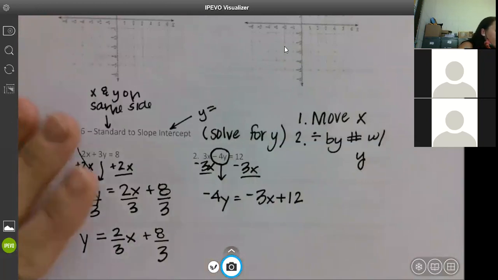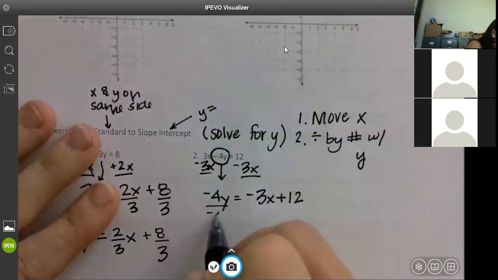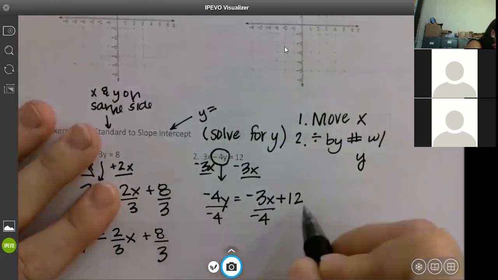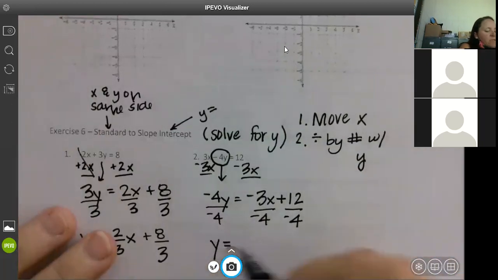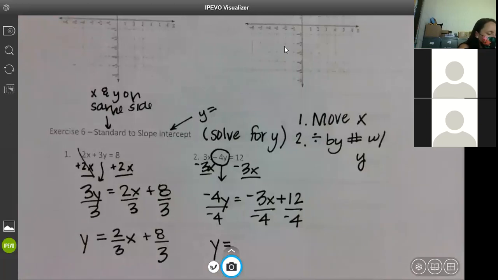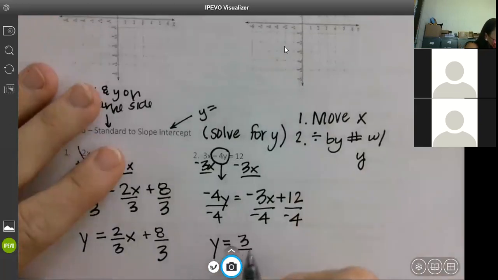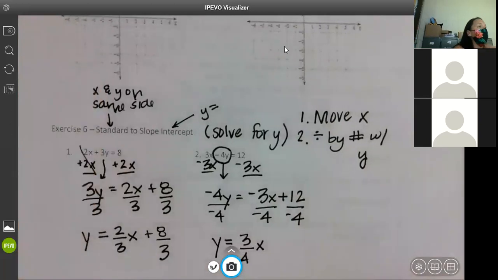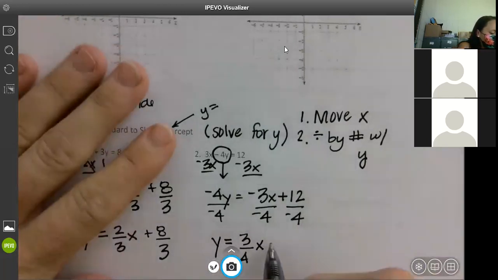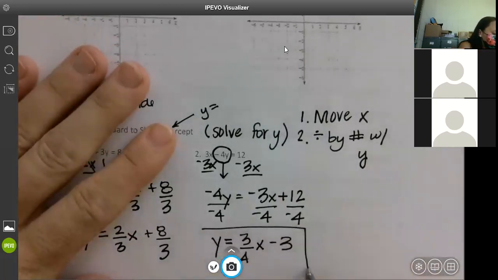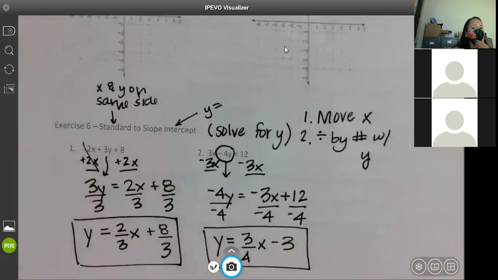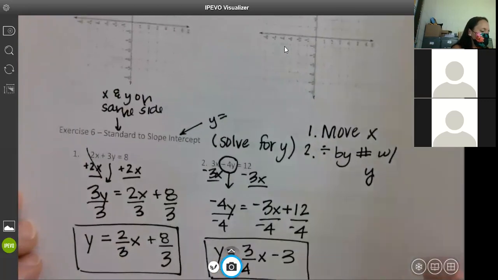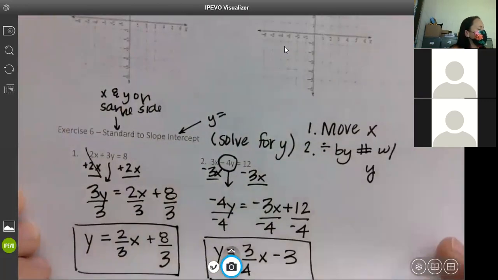How do we solve for y? Divide everything by negative 4. That leaves you with y equals, what's a negative over negative? Positive 3/4 x. And then 12 divided by negative 4. Negative 3. That's it, guys. That's all you have to do. You're going to have to start being able to do that. If you don't know how to do that, we need to talk. All right? Let's check out our next page.